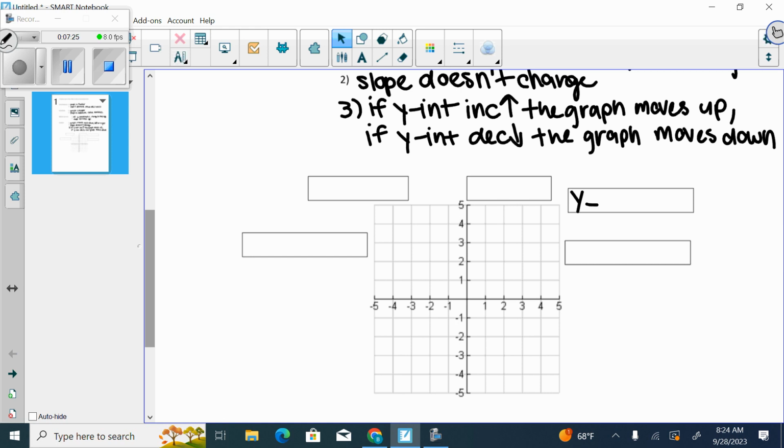So this is our parent function, y equals x. Starts at our origin, 0, 0, going up 1 and over 1 in the positive direction.